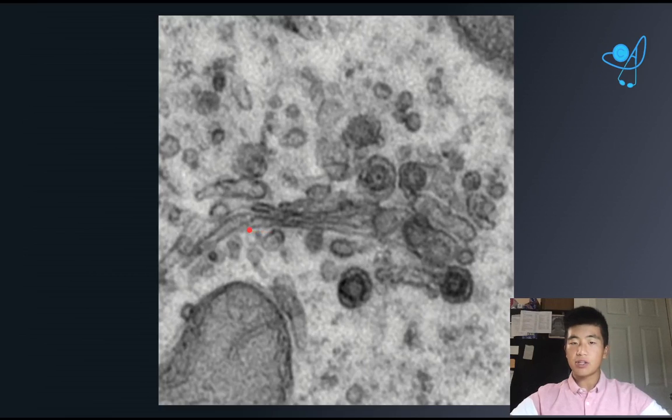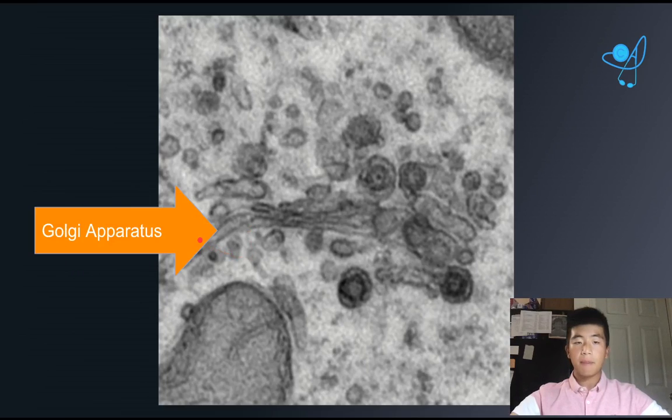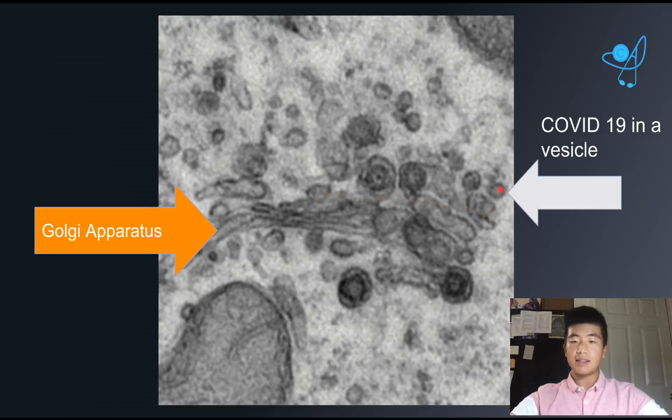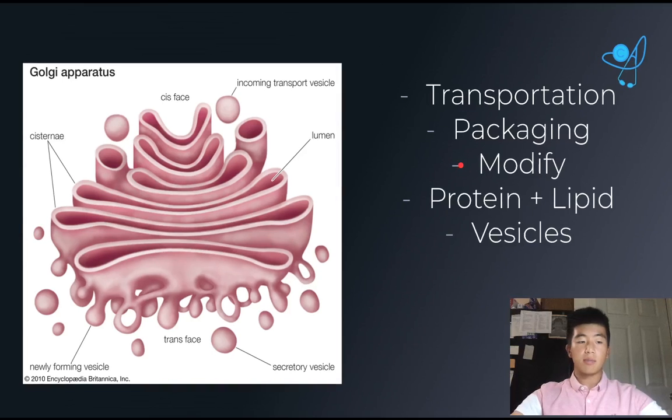This is a picture from an electron microscope of COVID-19. And this structure right here, this is called the Golgi Apparatus. This is the first place that the COVID-19 virus is going to attack. And then after it does, we see that these vesicles contain COVID-19 in them. Now, here's a breakdown of the Golgi apparatus.